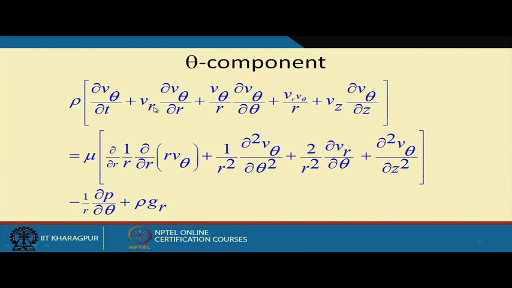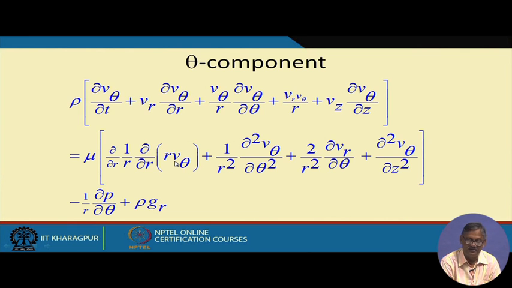V R is 0, so this also goes out, but V theta by R, del V theta by del theta, so this goes 0. So, this is 0, this is 0, this is 0, this is 0 and this is also 0. So, left side is 0, right side is mu del by del R of 1 by R del by del R of R V theta, right.